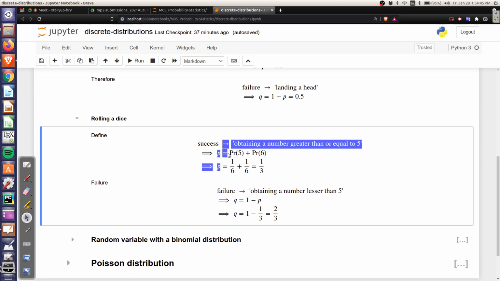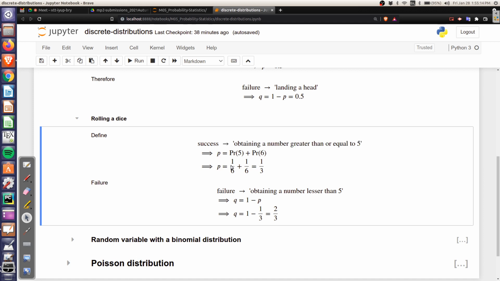So if I define success as obtaining a number greater than or equal to 5, then what will be the probability of success? Because I want a number greater than or equal to 5, there are only 2 possible outcomes which satisfy this condition. One possibility is getting a 5 itself, and the other is getting a 6. So if you get either 5 or 6, either of these two will constitute a success. So the probability of getting a 5 plus the probability of getting a 6, the sum of these two, will give us the probability of success.